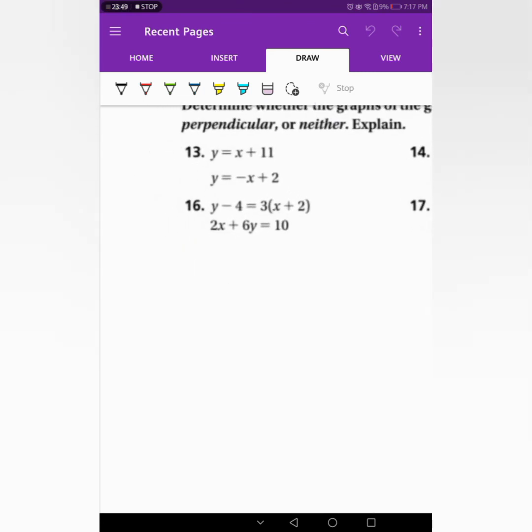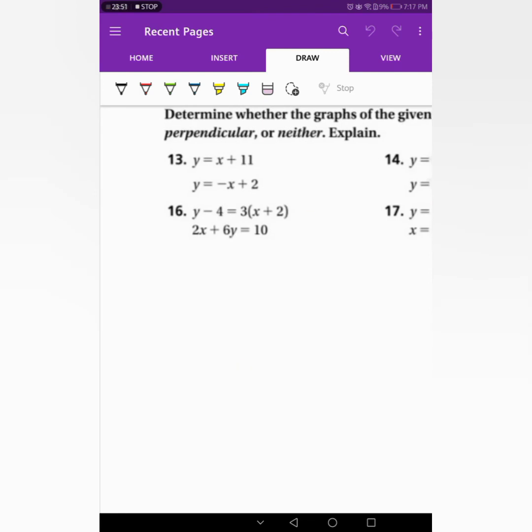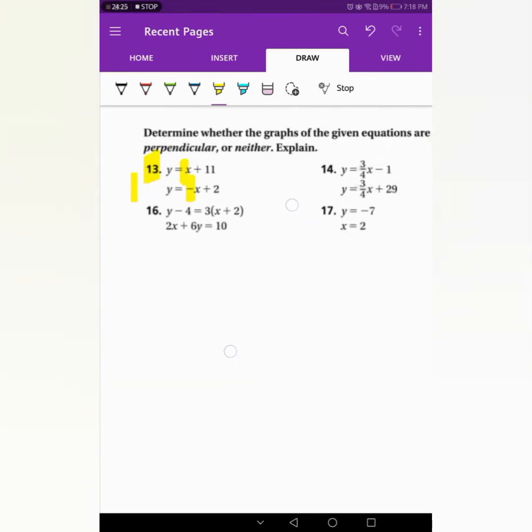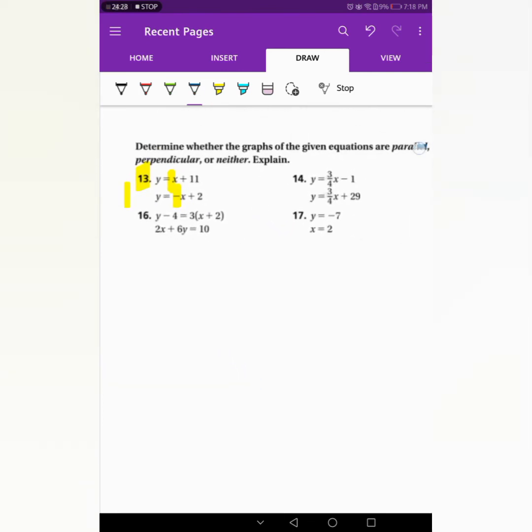Okay, I said to my students, if the slope is equal, that means they are parallel. Let me check number 13 here. I check the number that sticks with the x, and this is the slope, by the way. So the number here is 1, and the number here is -1. So they are not equal, so they are not parallel. I will cancel, they are not parallel.